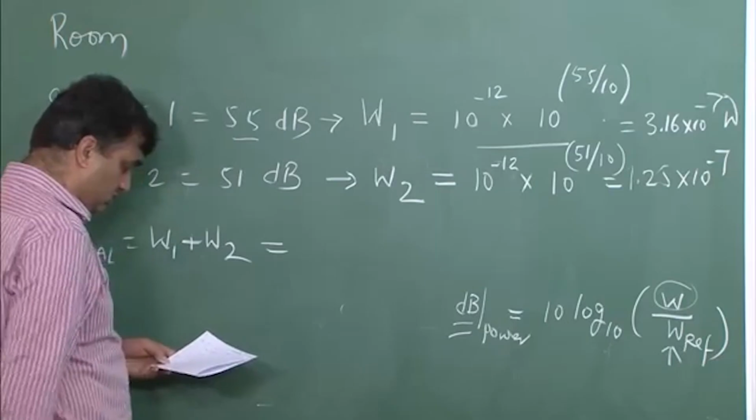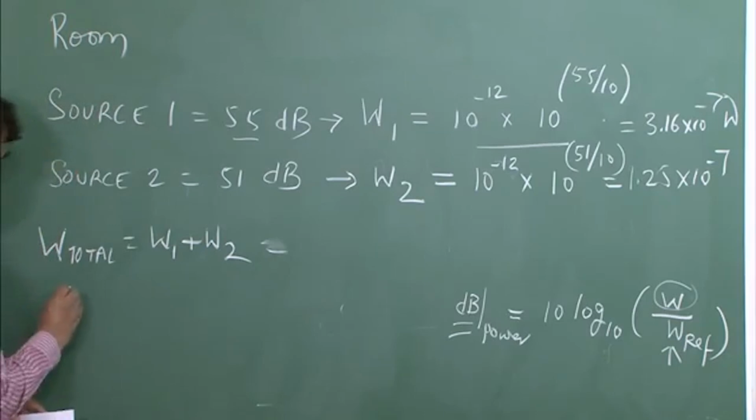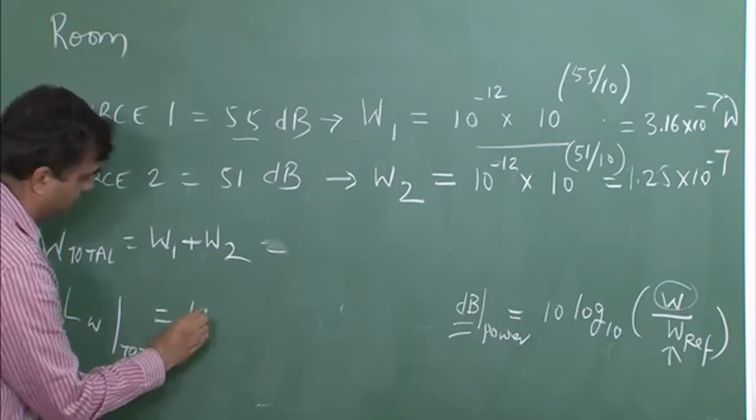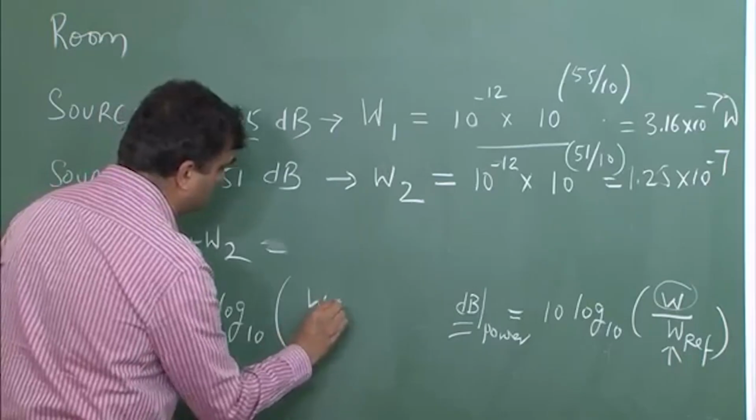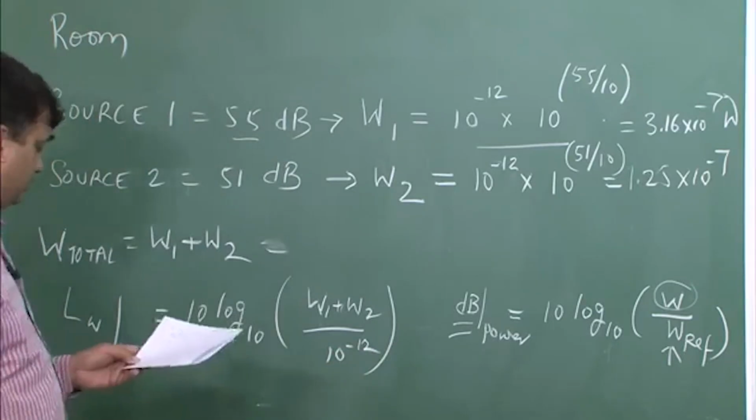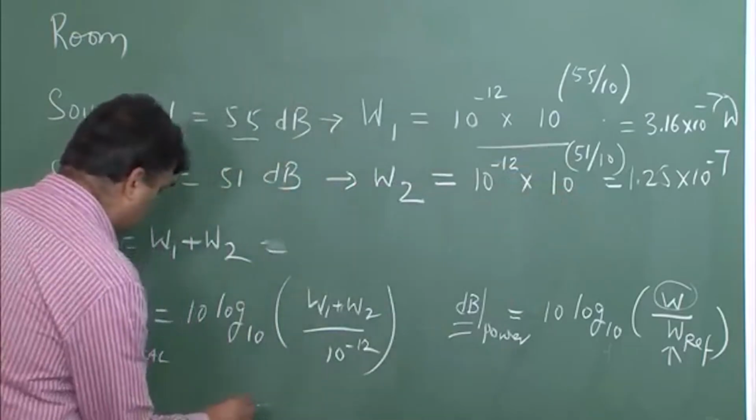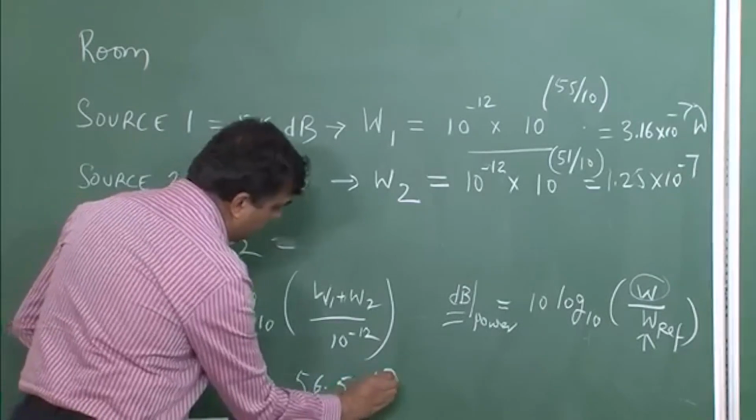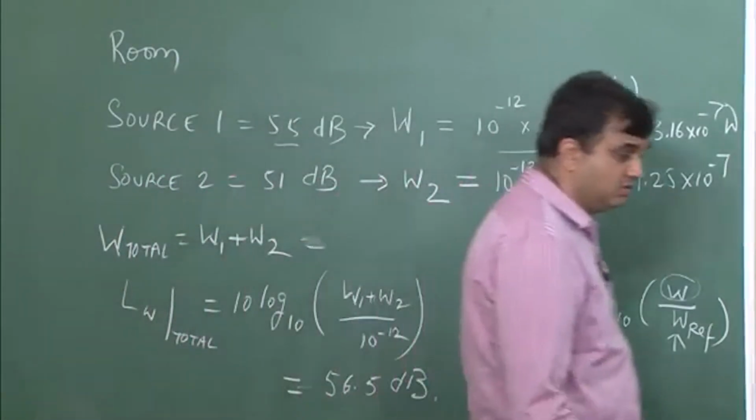So LW total is equal to 10 log 10 of W total divided by 10 to the power of minus 12. I put in the values of W1 and W2 from here, and what I get is my final answer, which is 56.5 decibels. So this is how I add up two powers.